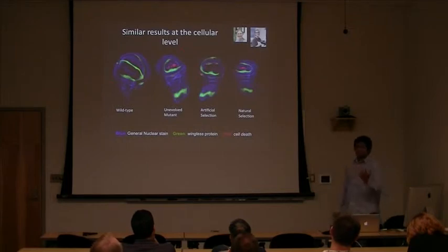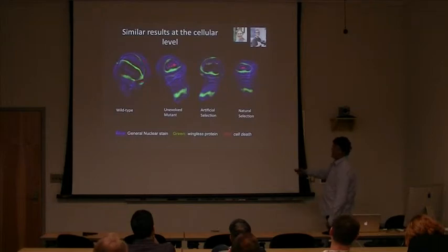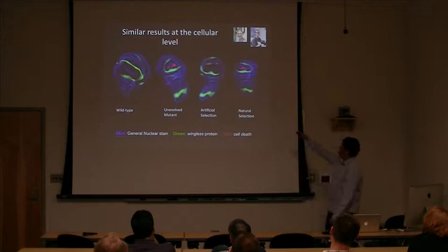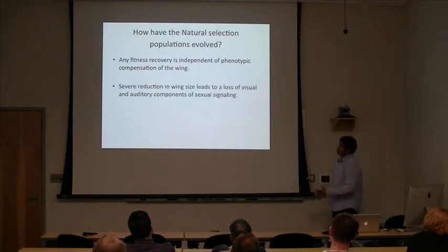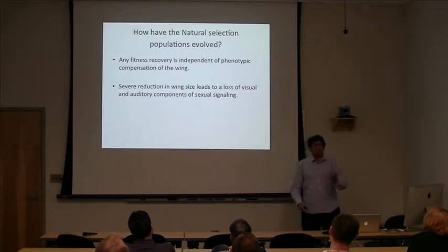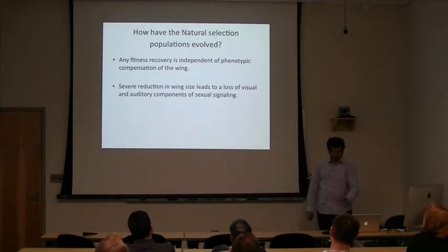These results in the final phenotype are mirrored in the cellular phenotype. So you have a wild-type looking imaginal disc. This mutation is supposed to cause cell death. In artificial selection flies, cell death is rescued, but not in natural selection flies. So in this case, if there's a fitness recovery, it's not due to the wing, because the wings are not changing. Severe reduction in wing size leads to a loss of these sexual signaling components.